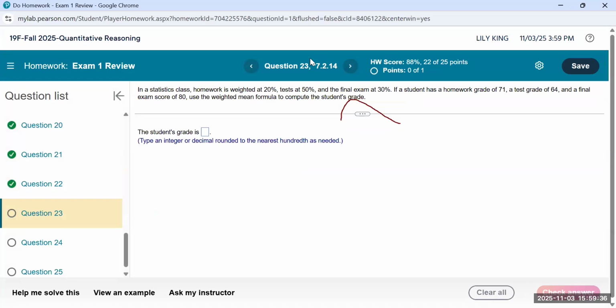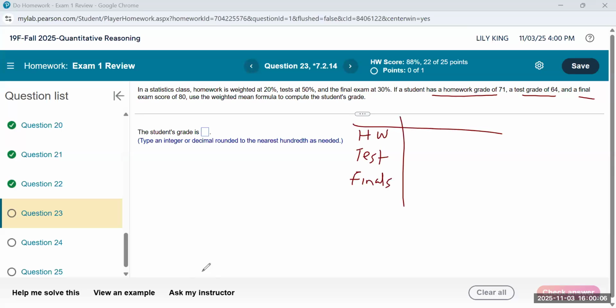Now 23, here we're going to look at how to calculate a final grade. This is under weighted averages, so weighted average using the percent weight. Here we have been given the average for the assignment: homework, the test, and the final exam. The category averages: homework is 71, the test is 64, final is 80.